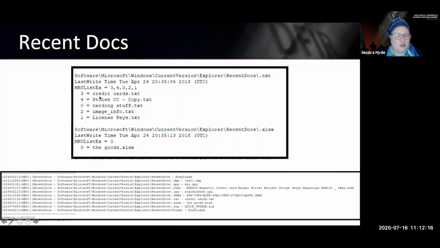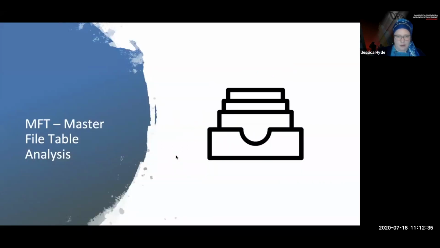So this is very useful, but we can see credit card stat.dex, stolen credit card copy, carding stuff, image info, license keys. Okay, I'm interested, the goods. And we can see where that path was, that these are in the recent docs. So we know that these have been accessed recently, and these are going to be things we're going to want to look at.